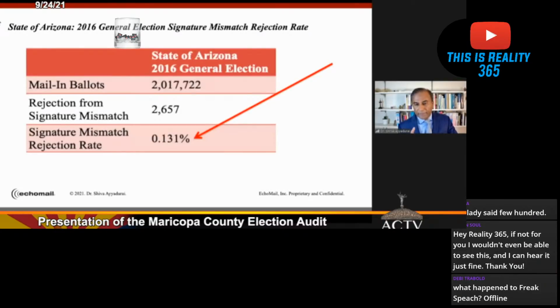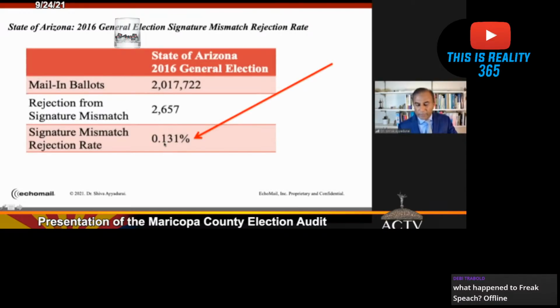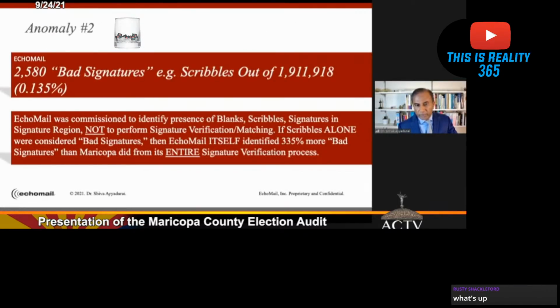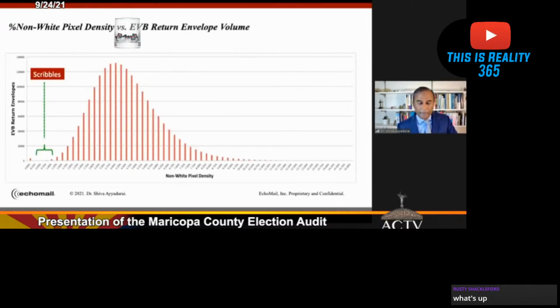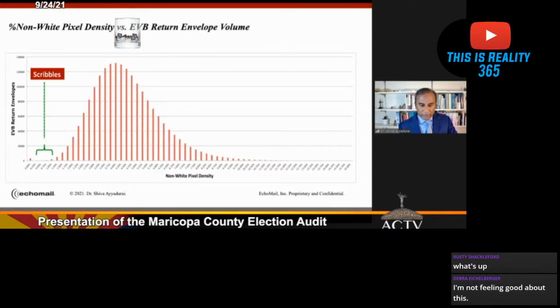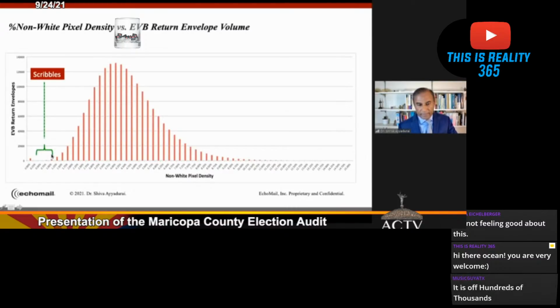And by the way, if we look back at the state of Arizona 2016 general election, out of the 2 million ballots that came in, they had a signature mismatch rate of 0.13%, close to what we would have had if we just included those scribbles. All right. Again, just to restate, the scribbles are a very, very low threshold. We were not asked to do signature verification. Again, anything between 0.1 to 1% pixel density.